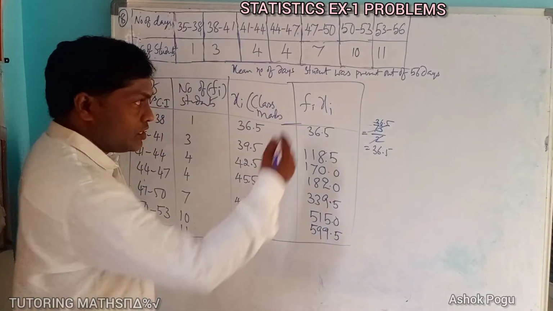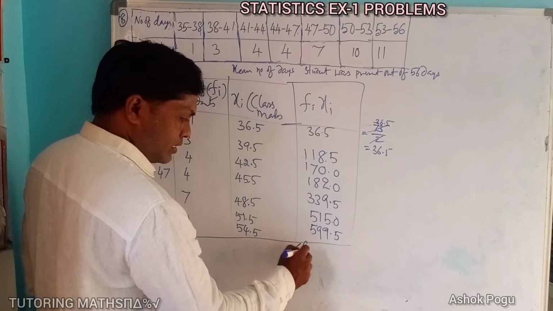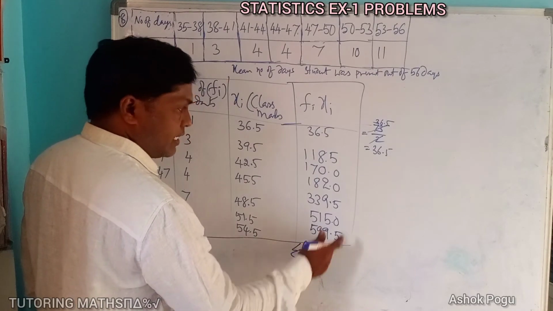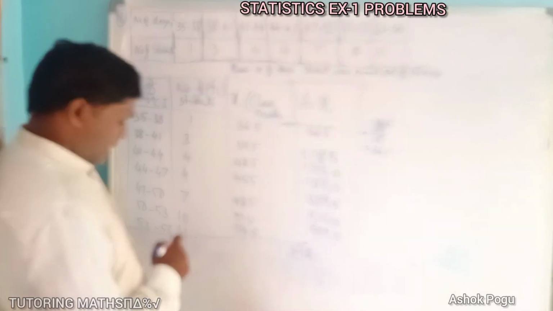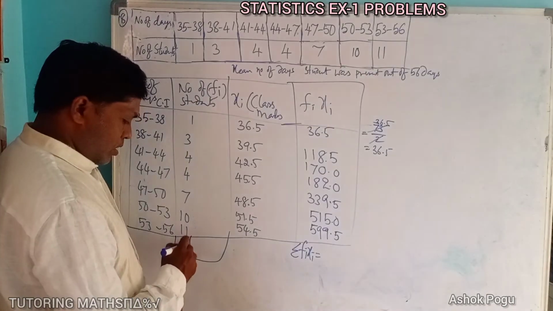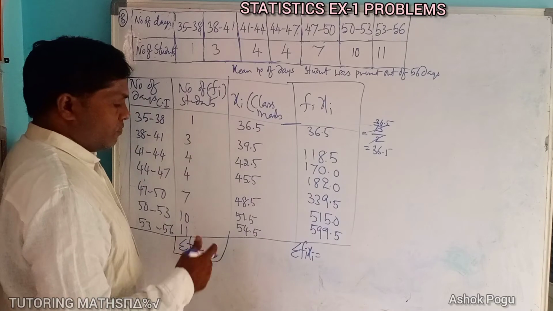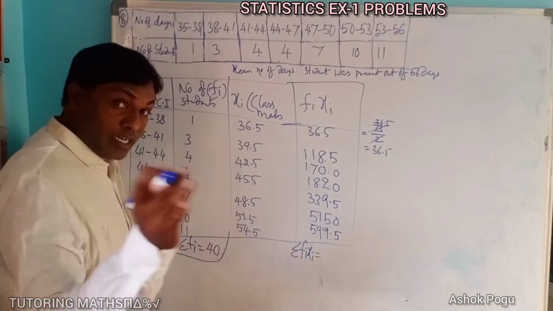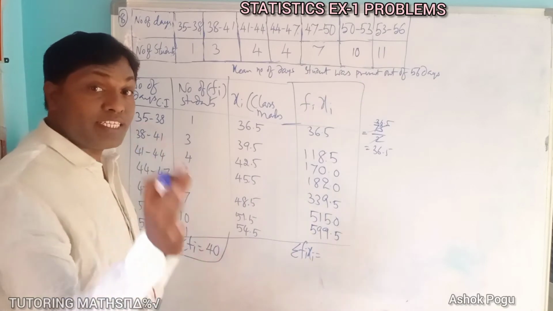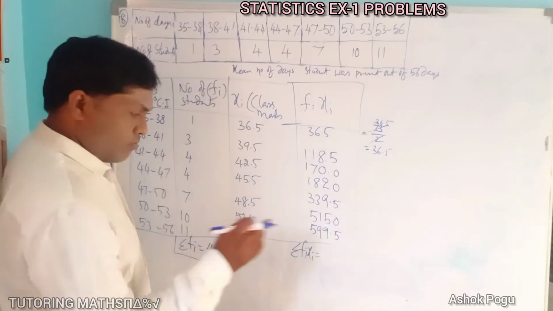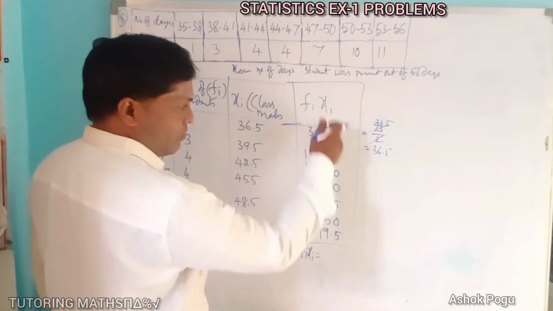59. Just to find the sigma fi xi, the sum of all these. Now let us see. Here this is sigma fi, the sum of 40 students. Already they have given it in the question itself. This is the data about the 40 students' attendance record. 40 is sigma fi. Now sigma fi xi, just find the sum.